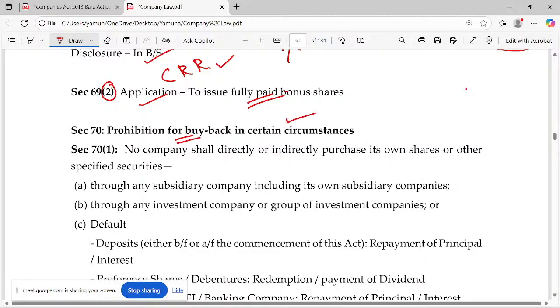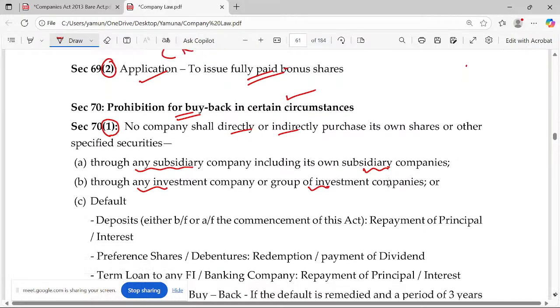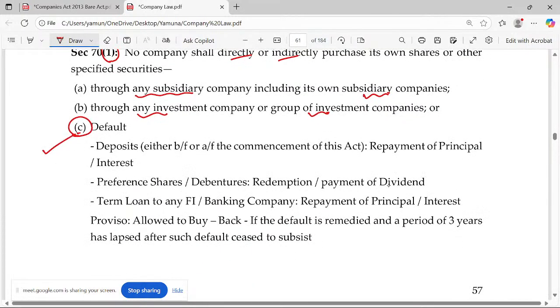Prohibition for buyback in certain circumstances. With respect to subsection 1, a company cannot buy back directly or indirectly through any subsidiary company, including its own subsidiary, or through any investment company or group of investment companies. Not only that, it also happens to be a basic default for a company. When there is a default in deposit, in redeeming preference shares, in redemption of debentures, or in repayment of term loan, then definitely you cannot go for buyback.